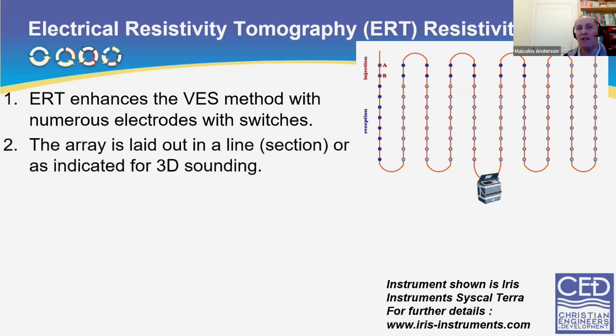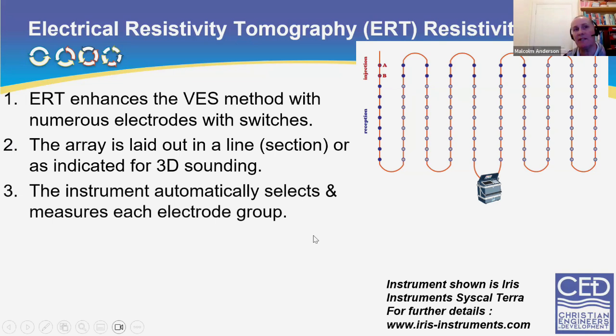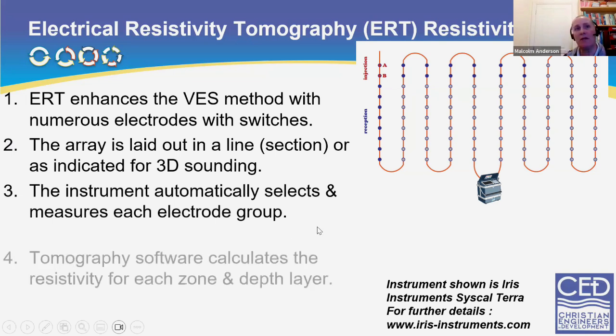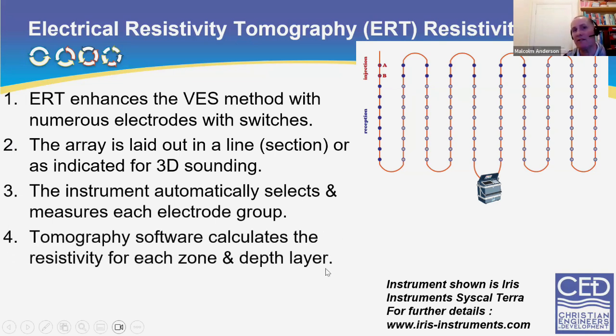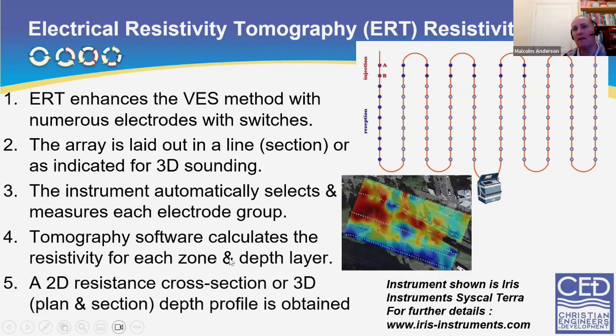For a section, you lay them out in a line, and if you want a 3D sounding, you lay it out as shown in the picture. The instrument then automatically selects and measures each electrode group, and the tomography software calculates the resistivity for each zone and depth layer. In this example above, you can essentially get a plan view, but you can also get a section view, through this particular example here, which is of a contaminant plume.